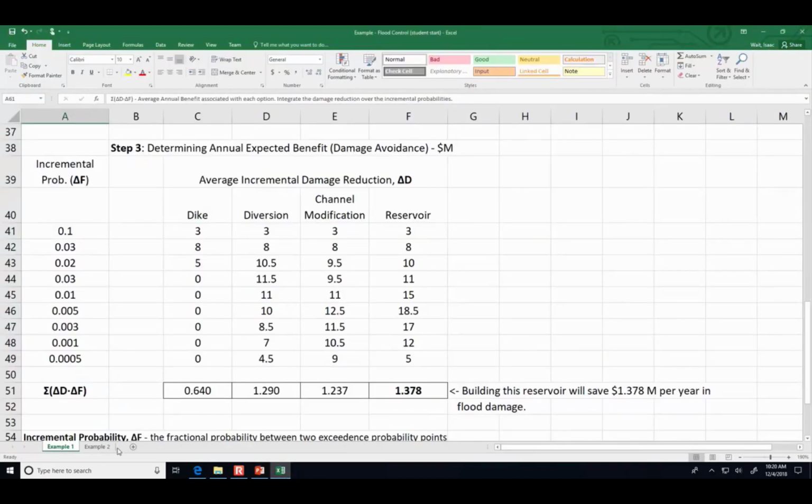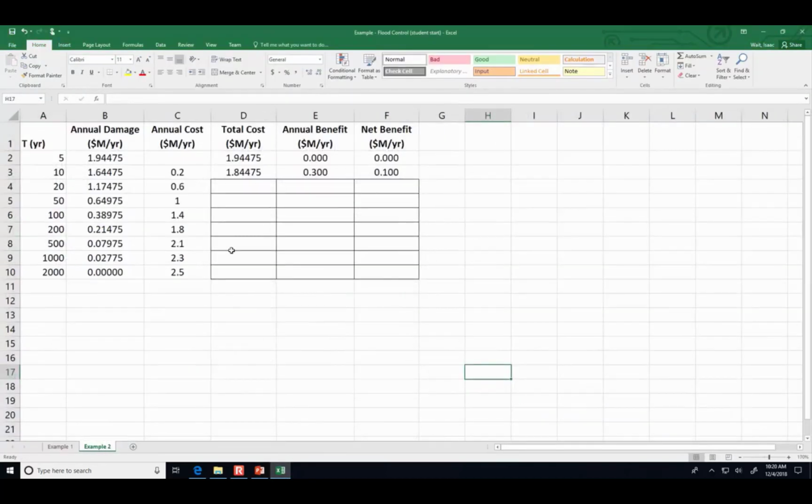All right, so that is here on the example 2. So the total cost you can see is the damage and the annual cost together. So we'll calculate that column down. The benefit is the difference between the annual damage from the existing condition and the annual damage of the row that you're on. And then the net benefit is the annual benefit minus the annual cost.